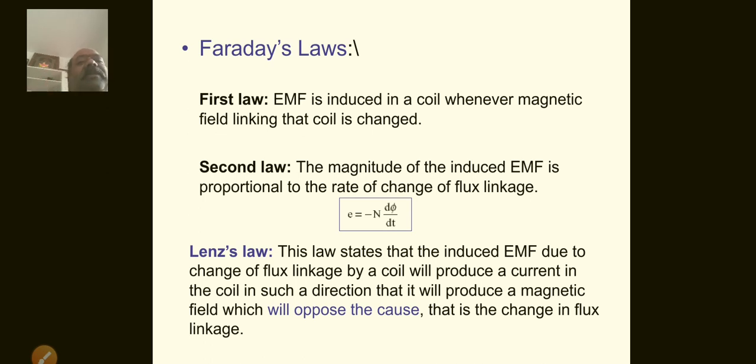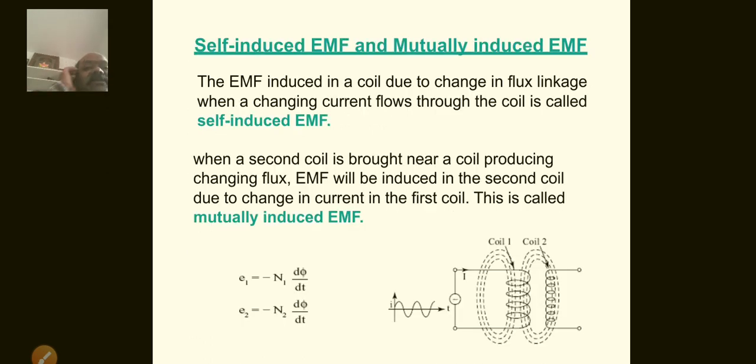Now we will come to inductances. What are self-inductance and self-induced EMF, and mutually induced EMF, these two. The EMF induced in a coil due to the change in flux linkage when a changing current flows through the coil is called the self-induced EMF. If you take one coil, when the current flows through it, it itself induces an EMF, that is the self-induced EMF.